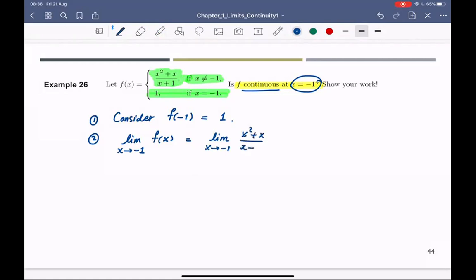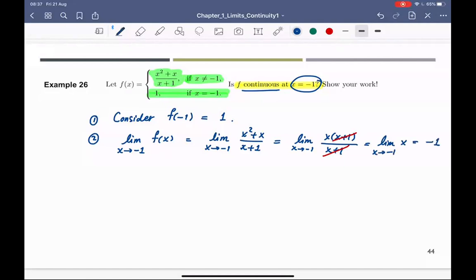Super easy. And then here you can see that if you plug in -1, you're going to get 0 over 0. So you have to use some technique: factoring, conjugate, squeeze theorem, whatever you want. But here you can see that you just need factoring. If you factor x one time, you're going to have x over x plus 1, and then the x plus 1 cancels out. So you're going to have the limit of x where x goes to -1. This is just -1, right?